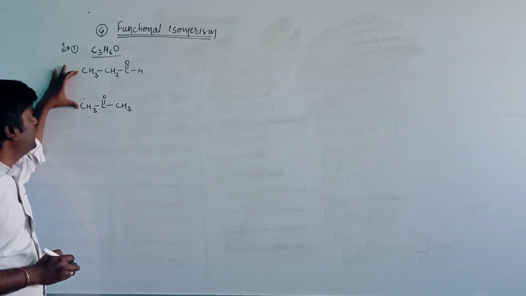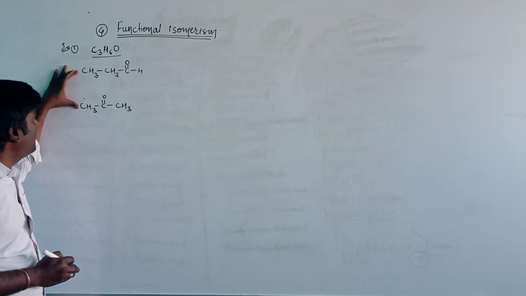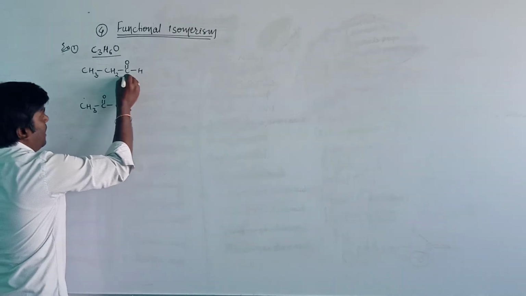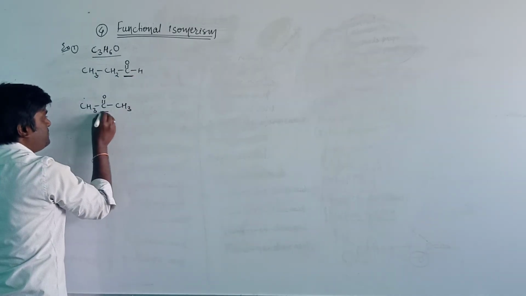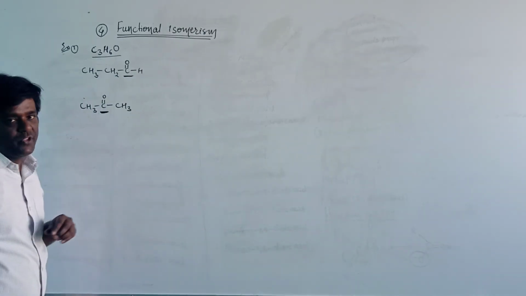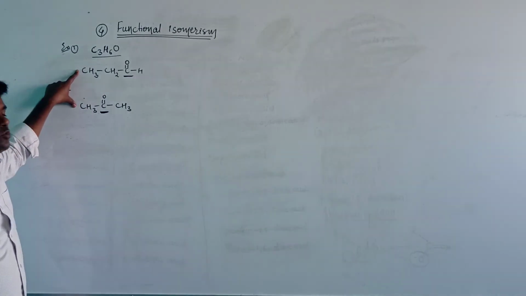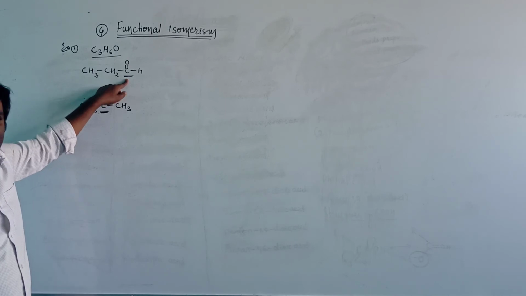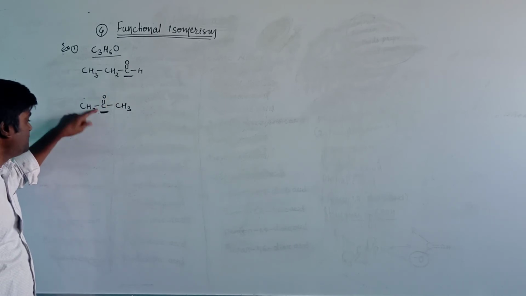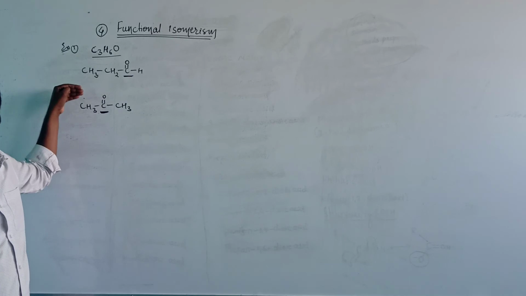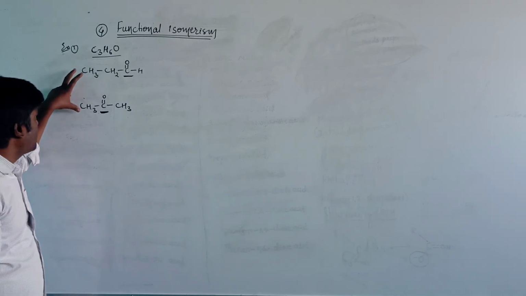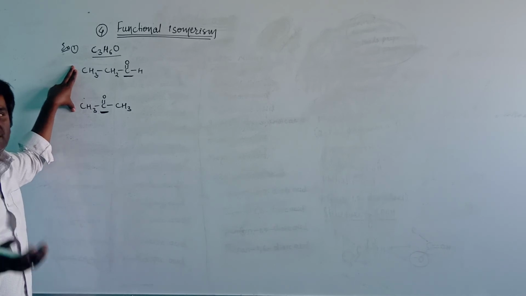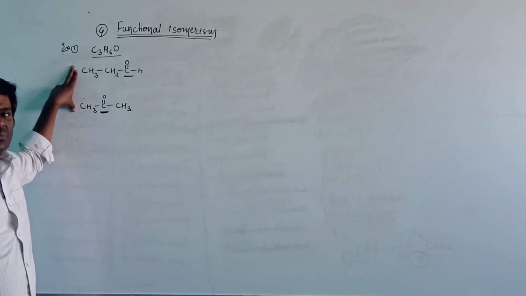Both have the same molecular formula but differ in the functional group. This is the aldehydic functional group, and this is the ketonic functional group. In this compound it has the aldehydic functional group, and in this compound it has the ketonic functional group. Such compounds are known as functional isomers, and that process is known as functional isomerism.